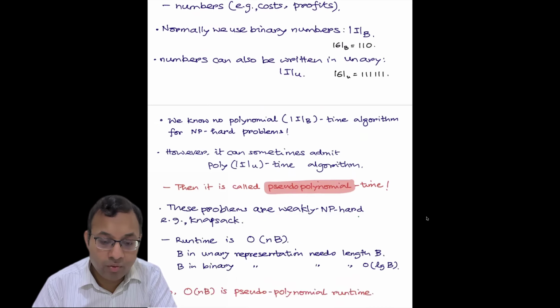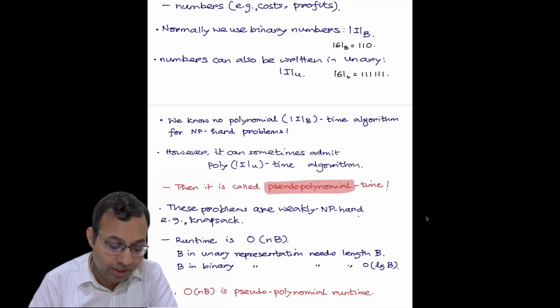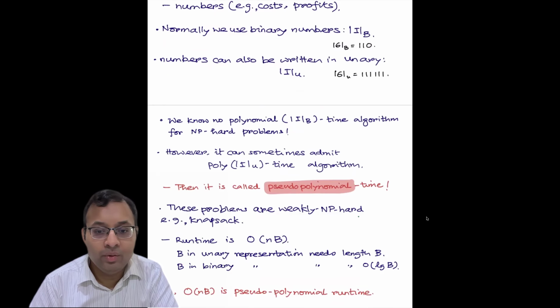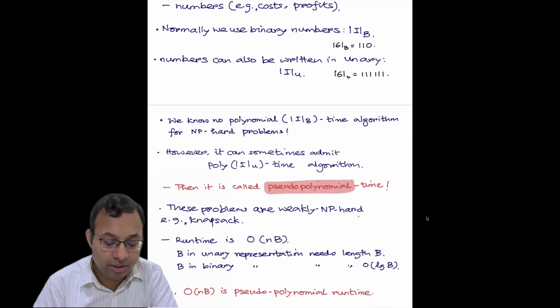And these problems are called weakly NP-hard. They're NP-hard, but they're easier because we can solve them in pseudo polynomial time. Think of knapsack. We have order NB time. So B, the knapsack capacity, in unary representation will have length B, but in binary it will have length order log B. If you think of order NB, it is polynomial in terms of unary data B, but it is still exponential, because B is exponential in terms of order log B in the binary data. So as it is polynomial in terms of unary numeric data, it's a pseudo polynomial time algorithm.